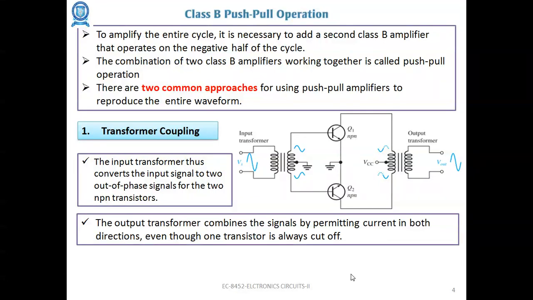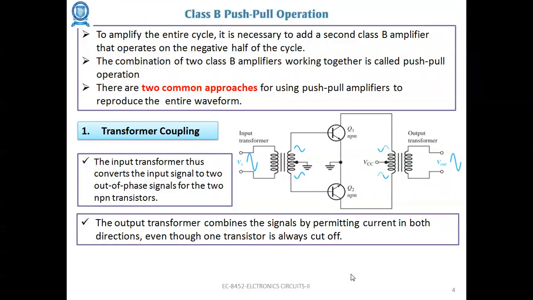For the negative cycle of the input, B is positive and A is negative. Due to this, Q2 is driven into the active region while Q1 is in the cutoff region. Thus IB2 flows while IB1 equals 0. Therefore the negative half cycle is produced across the load.